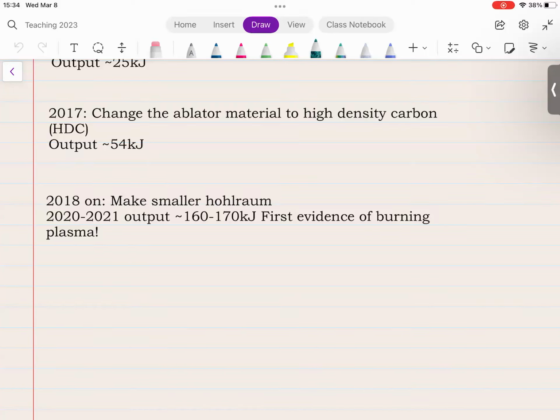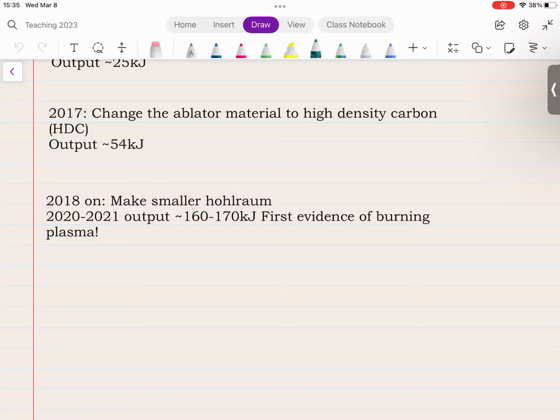In fact, using an expression, a modified Lawson criterion that applies to ICF, it was calculated that these shots got to between 75 and 85% of the requirement, the Lawson threshold for ignition, even though the yield is less than 10%.